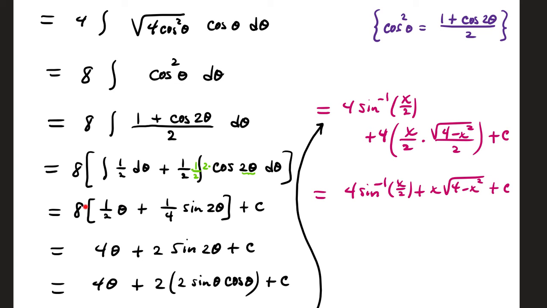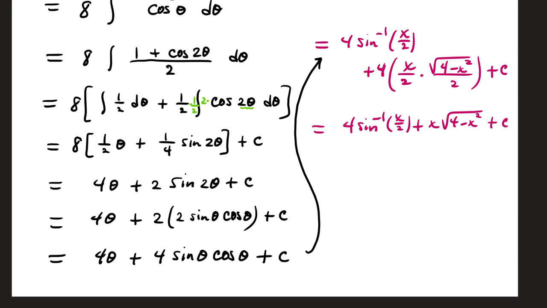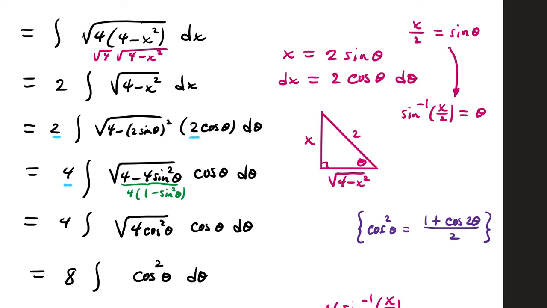Distributing the 8, that's 4 theta plus 2 sine 2 theta. Again, using a double angle identity, sine 2 theta is the same as 2 sine theta cosine theta, which will get us to 4 theta plus 4 sine theta cosine theta plus c. Going back to the original substitution, we substituted in x as 2 sine theta. x over 2 equals sine theta. So sine inverse of x over 2 is equal to theta. We're going to need all that.